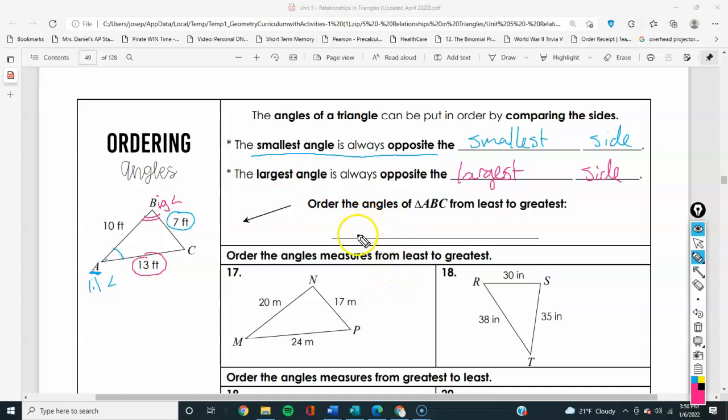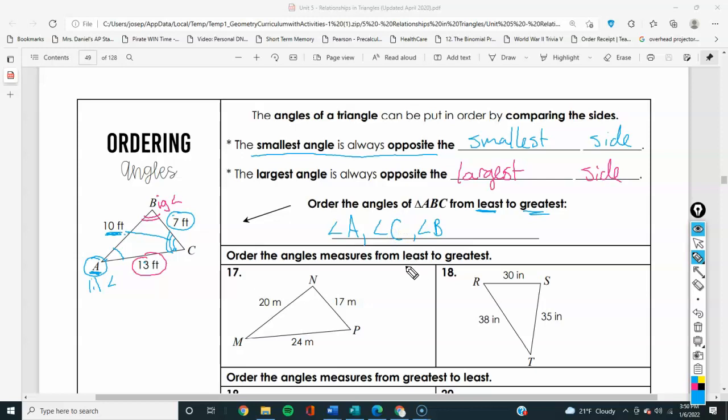Alright. So if I were to order these angles from least to greatest, my smallest was A, right? It's opposite my smallest side. Then C, my biggest is going to be B. So big old Bubba B angle is going to go over here. So C is in the middle, right? 10's in between 7 and 13. So angle C is in between A and B.